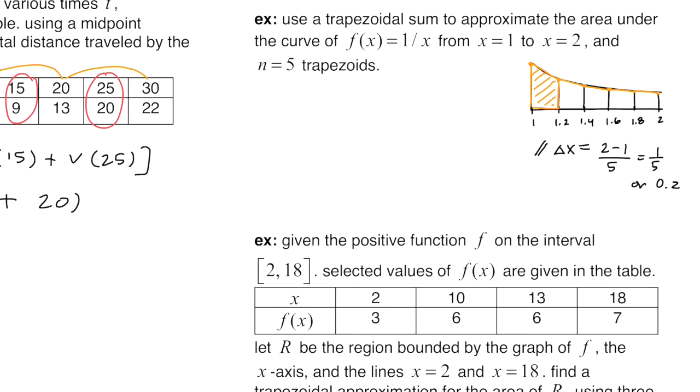Again, it's kind of weird because we're calling it a height of a trapezoid, but it's actually the change in x on the number line. And then you have base 1 plus base 2. So base 1 is the height of the graph at x equals 1. Base 2 is the height of the graph at 1.2. So to set up our trapezoidal sum, what we're doing is we're taking the area of each trapezoid, and you have 1, 2, 3, 4, 5 trapezoids.